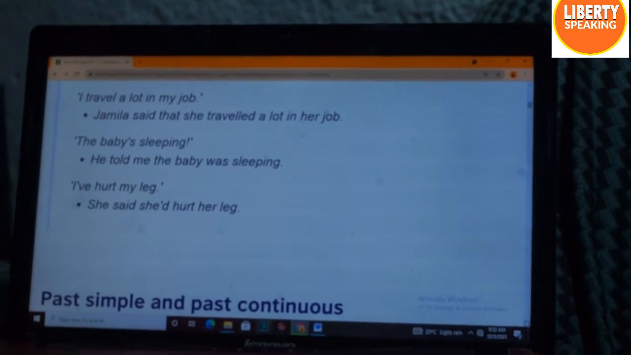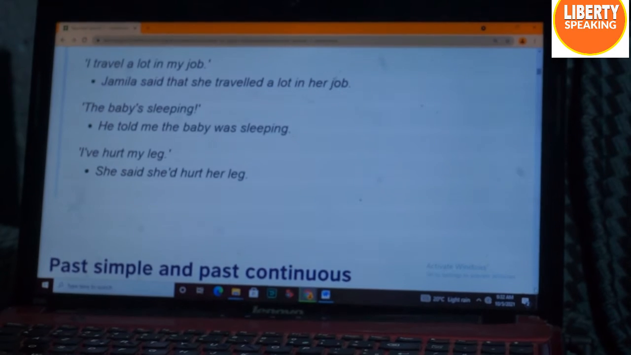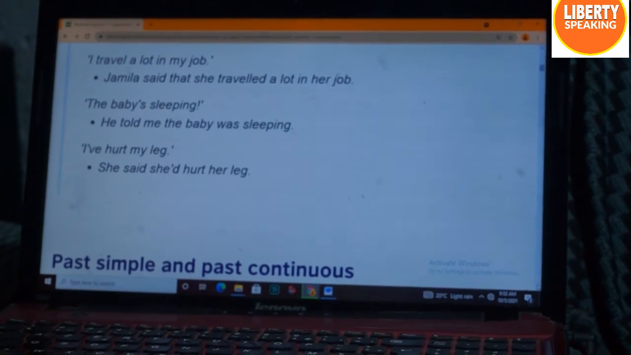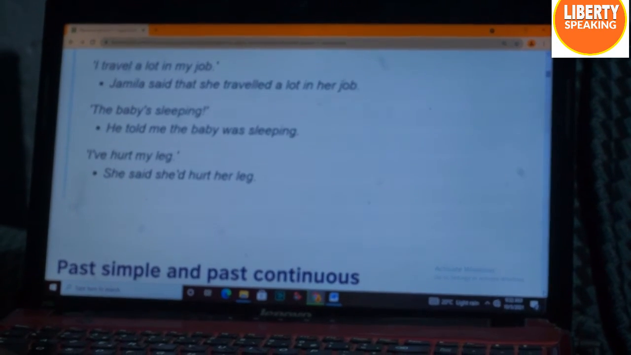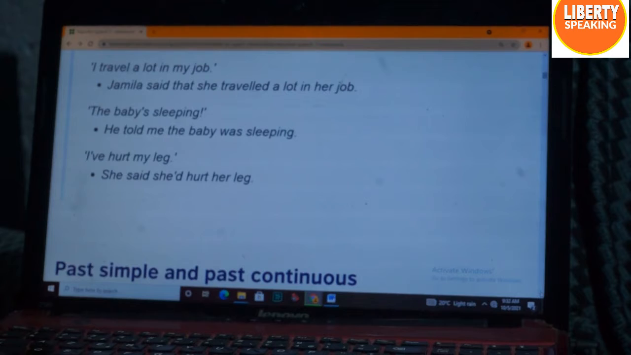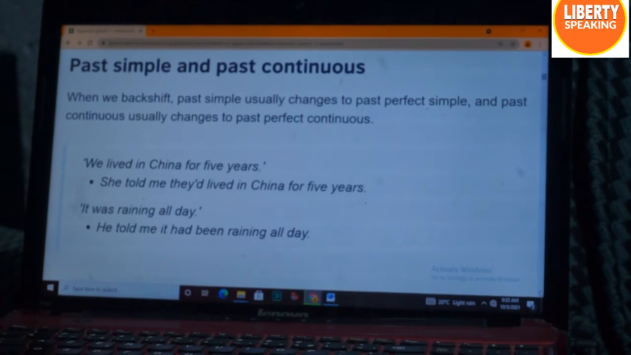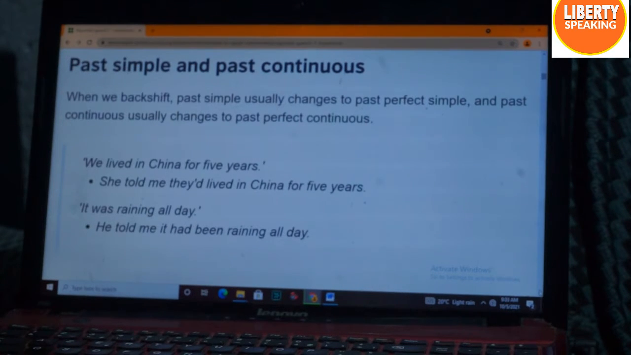The baby is sleeping. This is also in simple present. In reported speech, you can say, he told me the baby was sleeping. The next, I've hurt my leg. She said she'd hurt her leg. Let's continue.